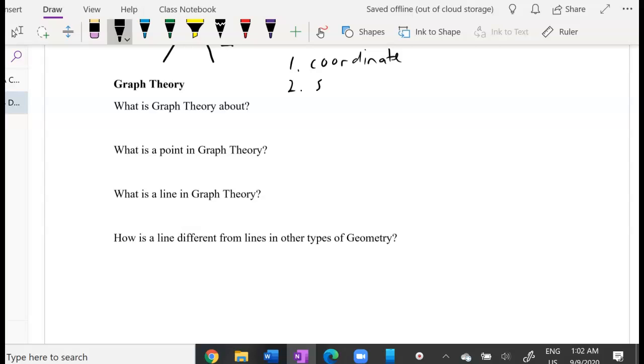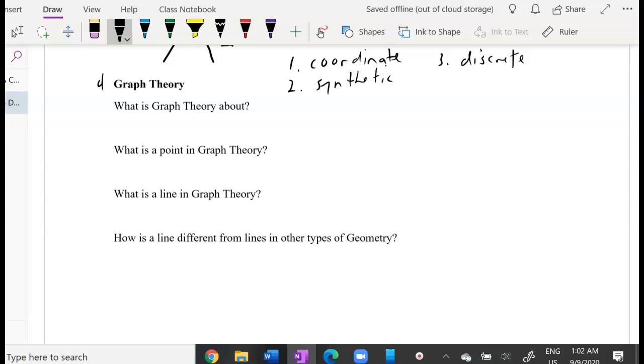Number two is synthetic. Number three is discrete. And now we're on number four, which is graph theory.